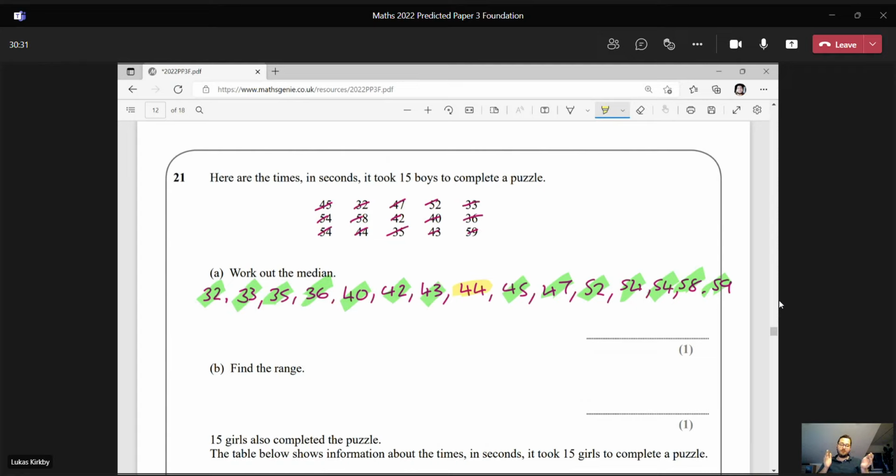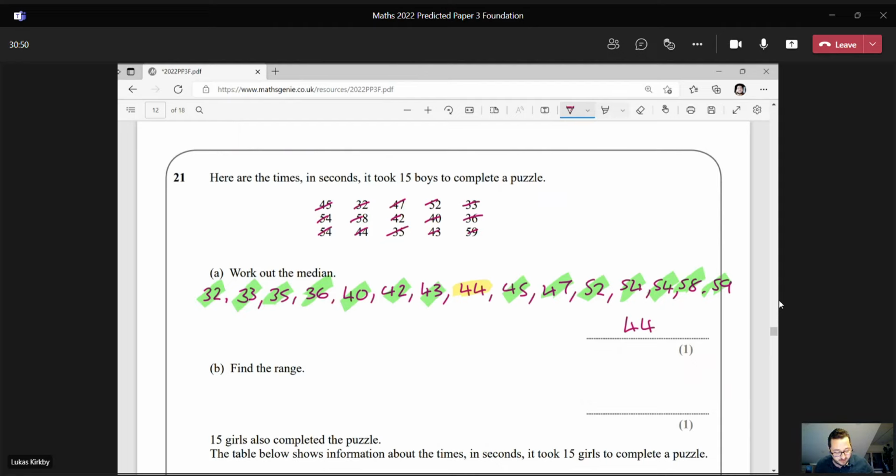Now if you're left with two in the middle, you want to find the halfway point between them, or the mean of those two numbers. So for instance, if I had 40 and 42 in the middle, then my median would be in the middle, which is 41. But in this one, we've only got one in the middle, which is 44, so that is our median.